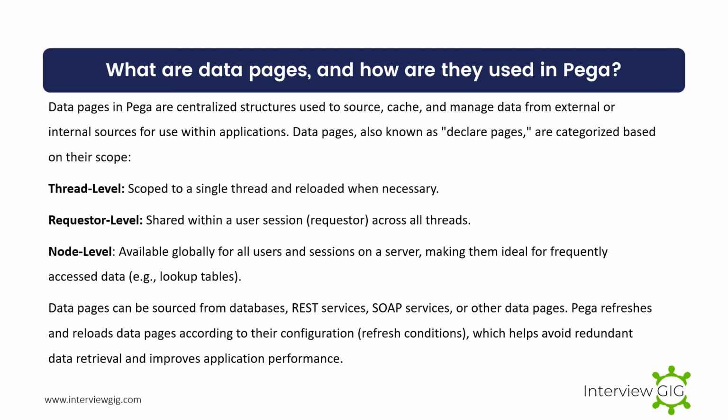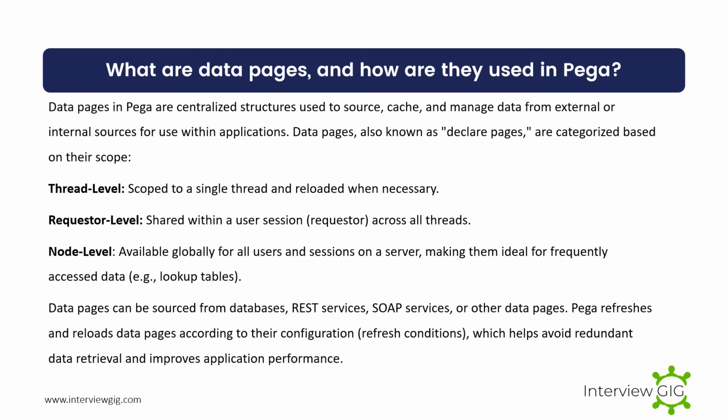Requester level, shared within a user session, requester, across all threads. Node level, available globally for all users and sessions on a server, making them ideal for frequently accessed data, e.g. lookup tables. Data pages can be sourced from databases, REST services, SOAP services, or other data pages. Pega refreshes and reloads data pages according to their configuration, refresh conditions, which helps avoid redundant data retrieval and improves application performance.